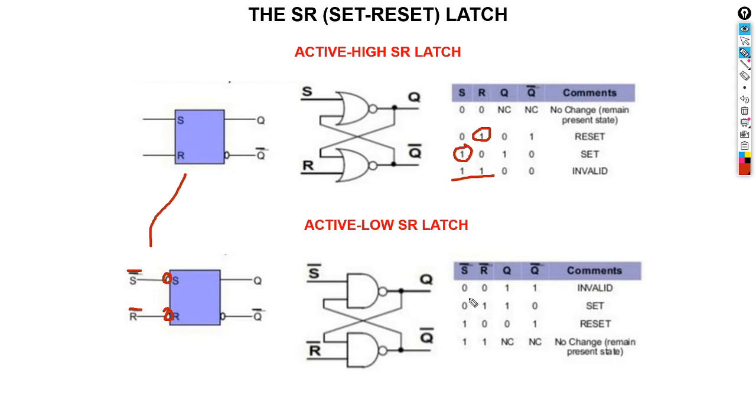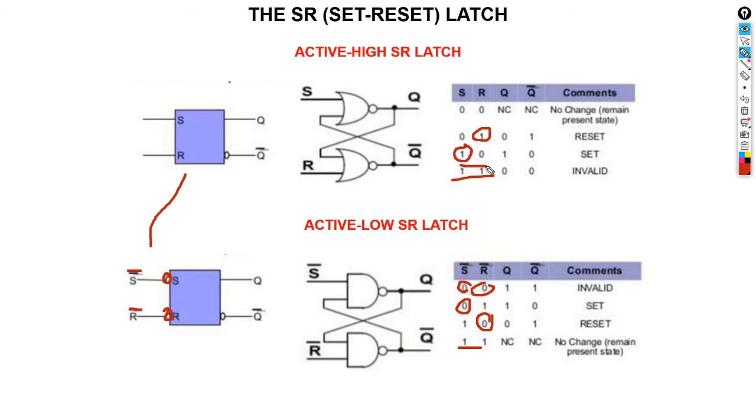When I have a 0 on the set, I set. When I have a 0 on reset, I reset. When I have a 1 1, it's no change. But when I have 0 0, it's invalid. So the difference between the active high and the active low is just the way that, with the active high, in order for me to set, I need to have what? I have to have a 1 and 0 as input: 1 on the set, 0 on the reset, I set.